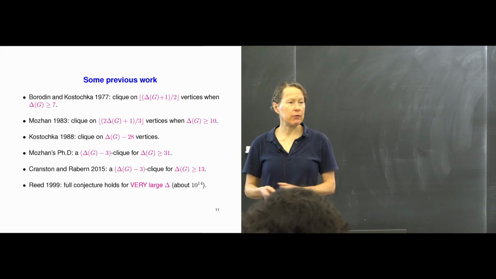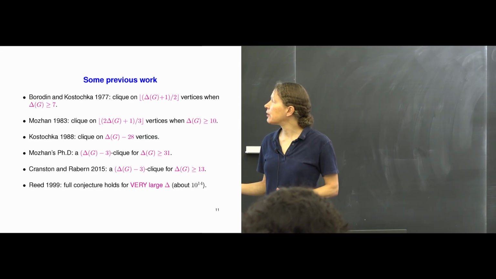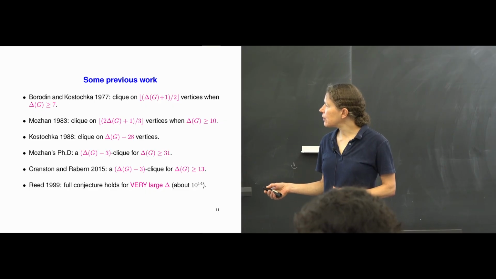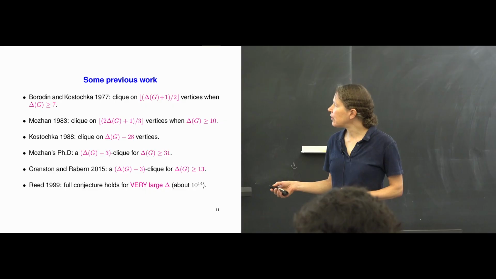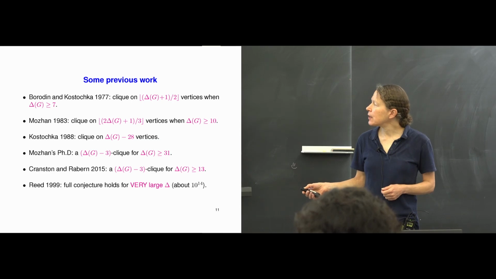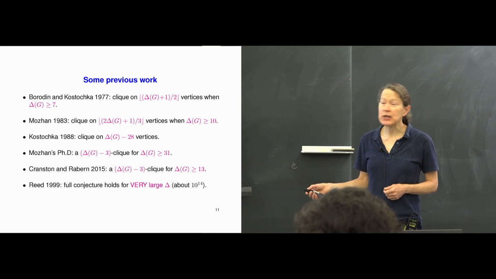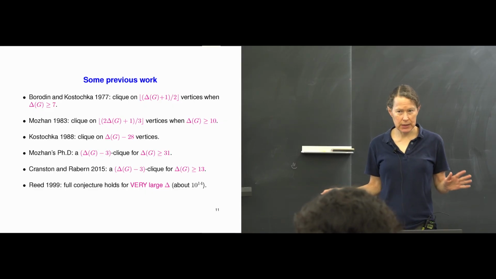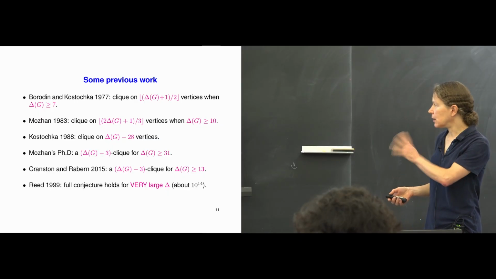And since then, there have been many, many papers on this question, a very important and influential question. And I list some of them here, improving from about a half delta to 2/3 delta in the early 80s, then delta minus a constant, a very important step later on, and then improving these things in various other steps. And I'll stop here at the second from the bottom. This is now the record in terms of results of this type. Cranston and Rabern proved that there is a delta minus 3 clique whenever delta is large enough, and large enough means 13.